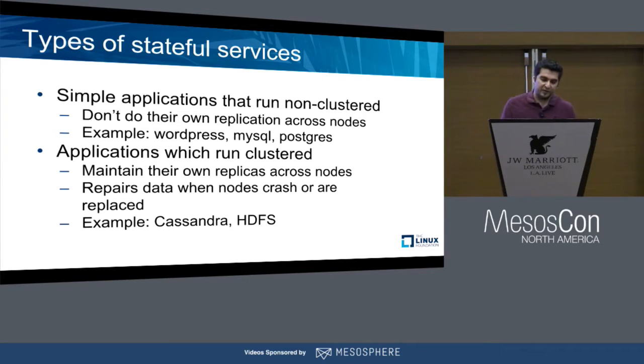Now, the second type of stateful services are basically applications that do their own replication across nodes. So in case a node dies or fails, there is always either another copy of the data available somewhere, or somebody is able to replicate data onto that node. So if a node that has crashed comes back online, then the application takes care of repairing data onto that node. This repair can be done either manually or it can be automatic depending on the application that is using the data. Some of the common applications used nowadays like Cassandra and HDFS are examples of such kind of stateful services.